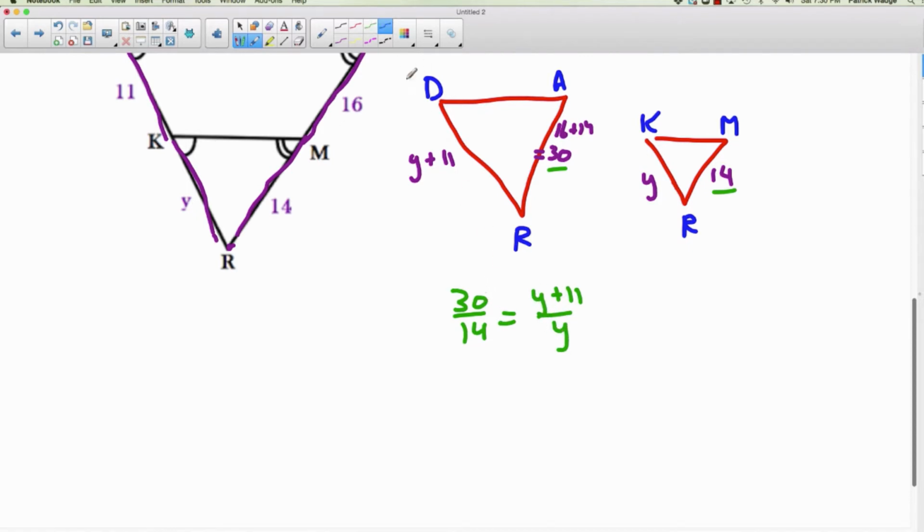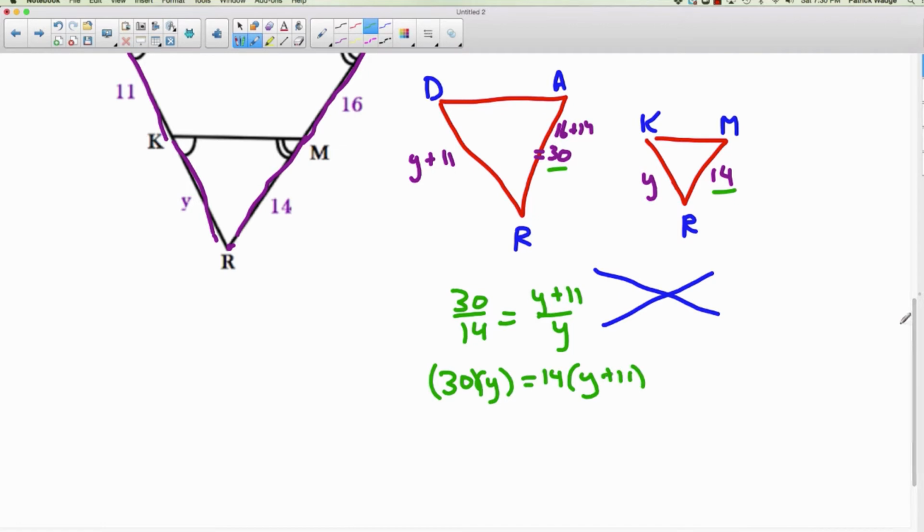Don't worry, we're just going to cross multiply. Multiply those together and make it equal to multiplying those together. Again, I'll get rid of this so you can see better. So we're going to multiply 30 times y. Well, what's 30 times y? 30y. We're multiplying 30 times y, and we're multiplying 14 times y plus 11. Okay, that's how we cross multiply that.